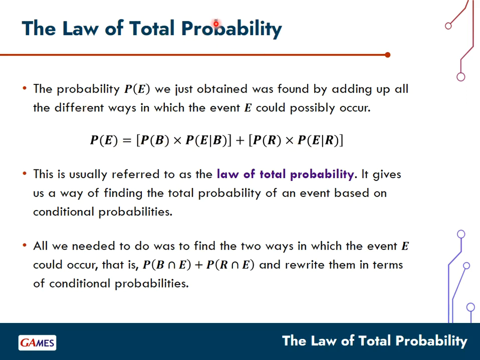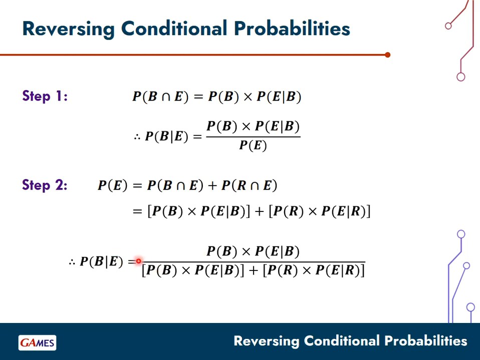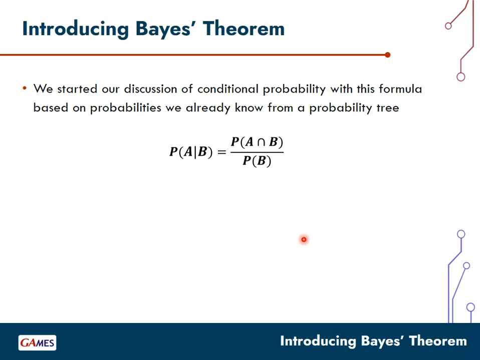Now, with this law of total probability, we are able to have a very reasonable way of arriving at this probability of B given E. The total probability occupies the denominator here. Okay, so with this now, that kind of brings us to Bayes theorem.